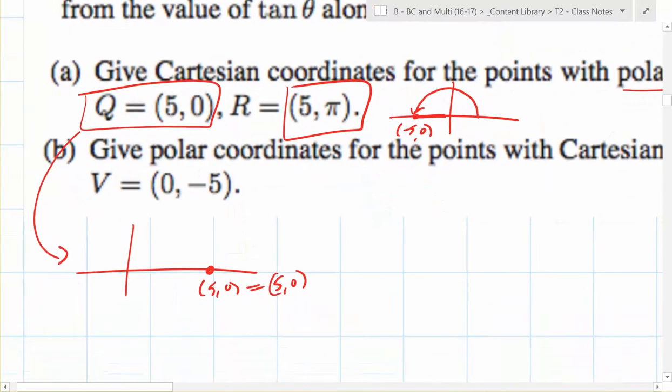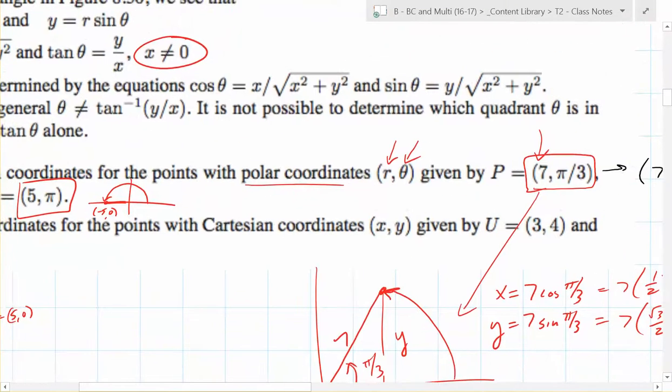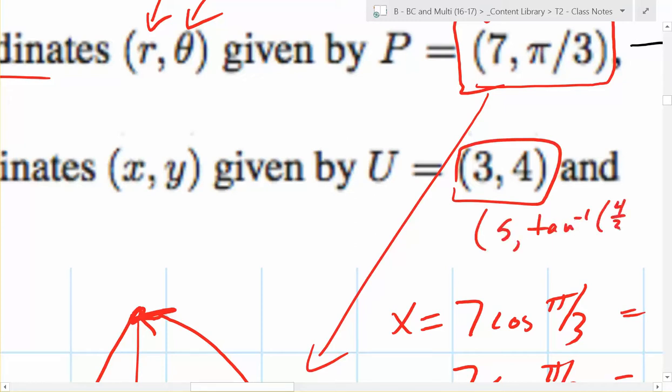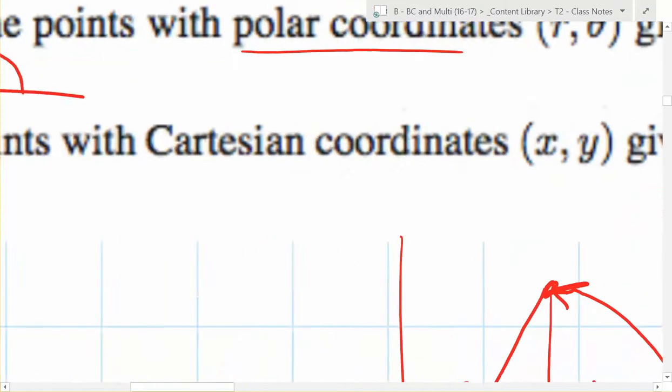Okay, what about these? Give polar coordinates for these Cartesian ones. So what about this one? Well, we just did 3, 4. What's that distance away from the origin? 5. And then what's the angle measure? Tan inverse of 4/3. Yeah. You're going to, yeah, go ahead.